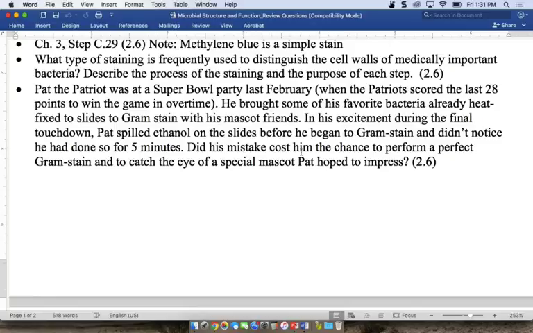Yeah. Well, actually, John said in lab that if you treated too long with ethanol, it's going to wreck your slide. Well, that's for the gram stain. We're talking about wrecking it even beforehand. I didn't know if he didn't notice for 5 minutes or he was spraying it on there for 5 minutes. Oh, no, he didn't notice.